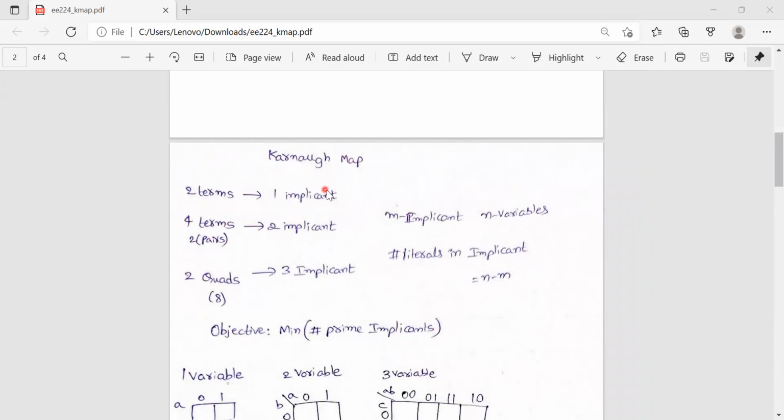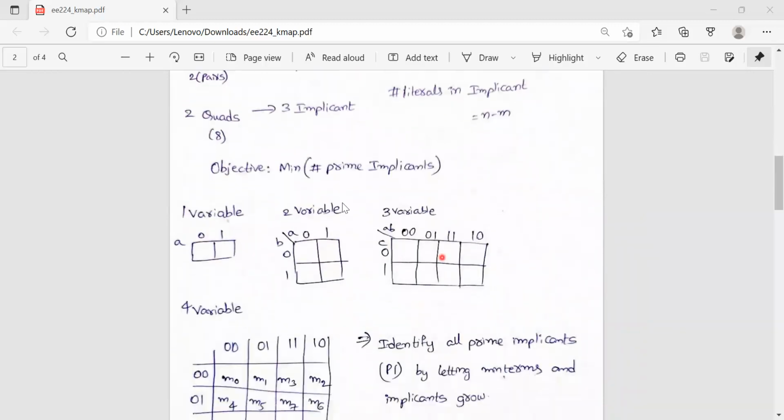First, we define the word implicant. One implicant is equivalent to two terms, four terms, that is two pairs, is equivalent to two implicants, and two quadrants equivalent to three implicants. For an m-cube implicant in n variables, the number of literals in the implicant is n minus m. Our main objective is to minimize the number of prime implicants.